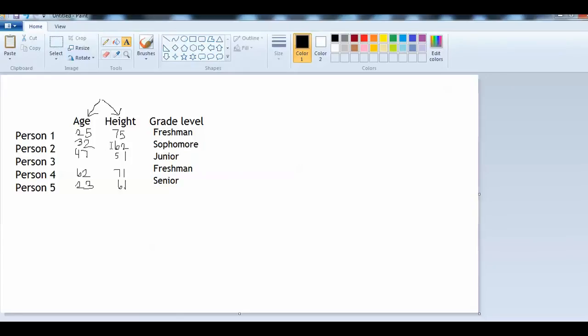Now our data set has three variables. When I say data set, I just mean the complete set of data that we've recorded has three variables. It has age, height, and grade level. And all three of these things are things that are able to vary, because different people have different grade levels, different people have different heights, and different people will have different ages. So these three things are now the variables.